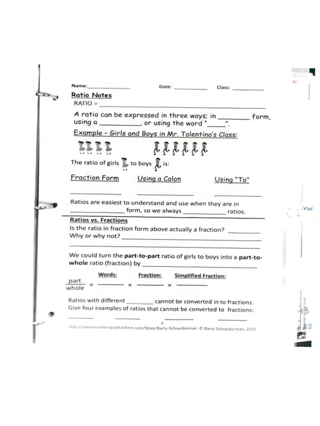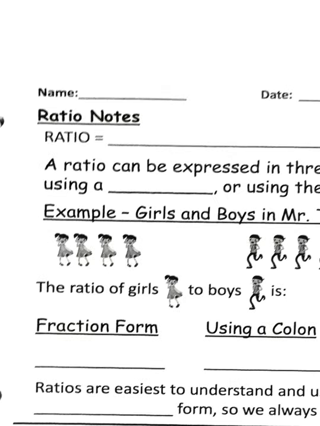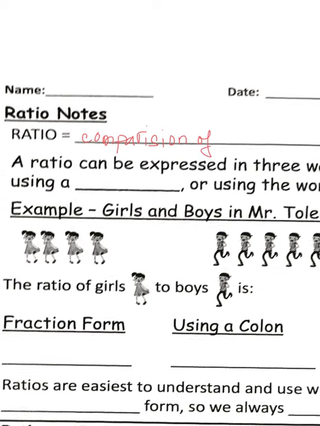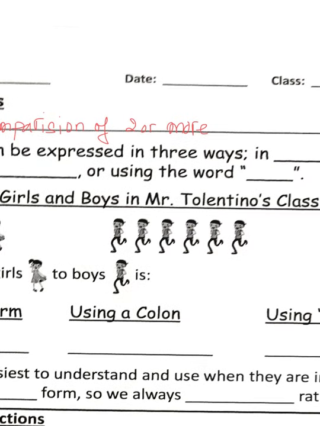Next, we're going to start with the note. The definition of ratio is the comparison between 2 or more quantities. So sometimes we're going to have more than 2 quantities.